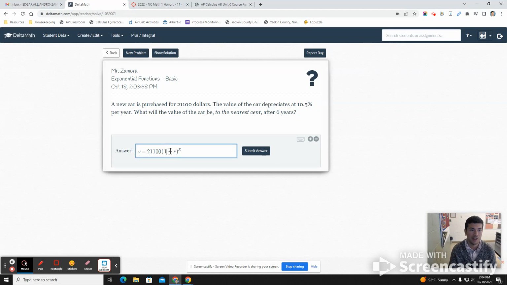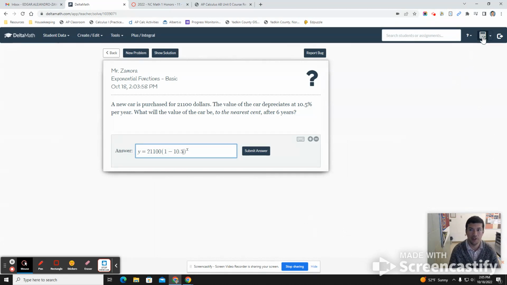So we are losing value. In other words, this growth factor has to be a number less than 1. So we're going to take away a value from 1. Okay? Now, how much am I taking away? Well, I'm taking away 10.5%. Mistake number 1. Some people like to say, well, let's take away 10.5 from 1. That would give you a negative number.